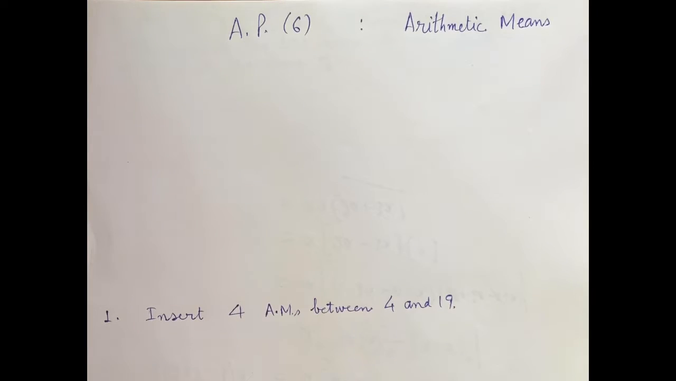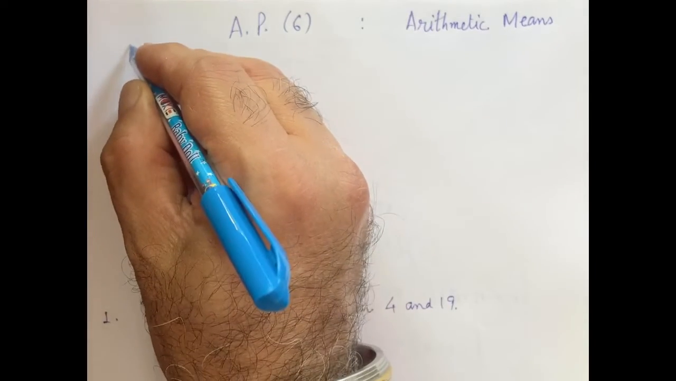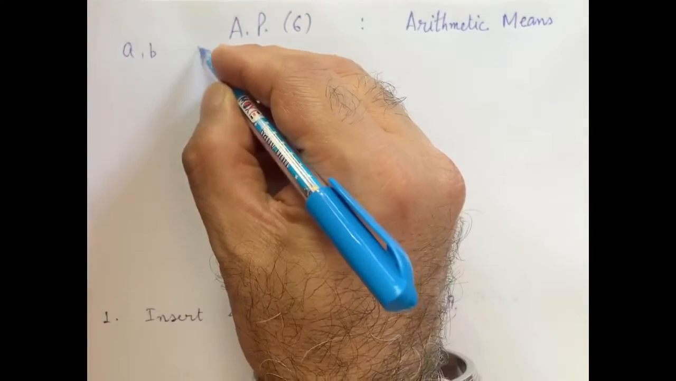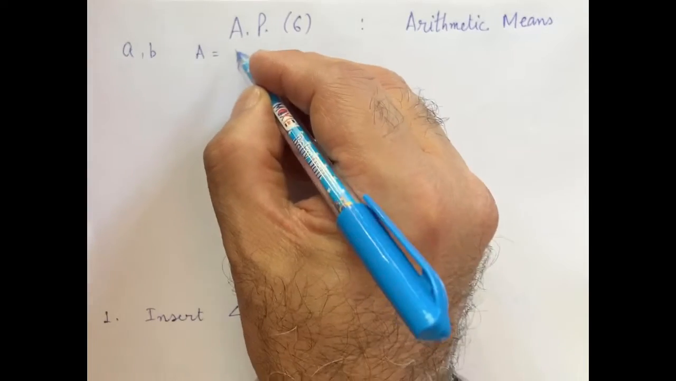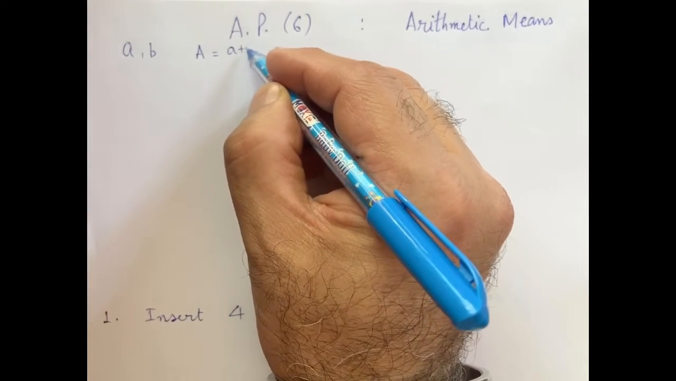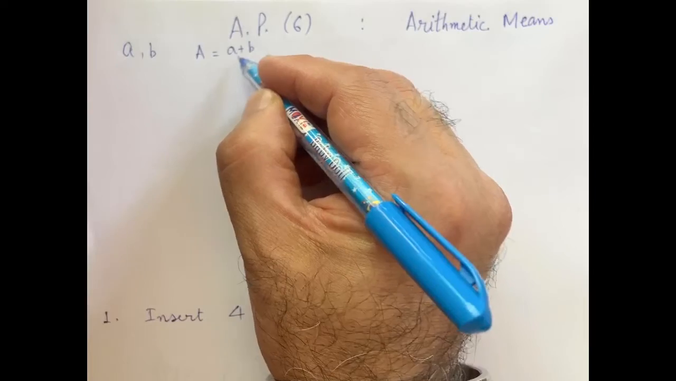Welcome back. Today we discuss arithmetic means. So if we have numbers a and b, a single arithmetic mean, capital A, is the same as the average: A = (a + b)/2.